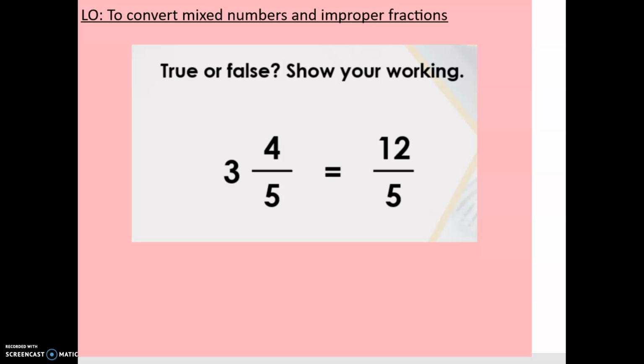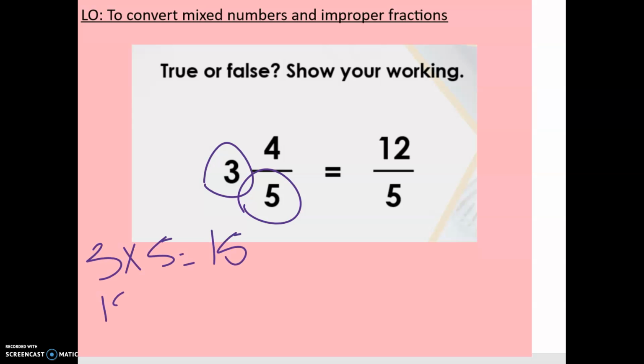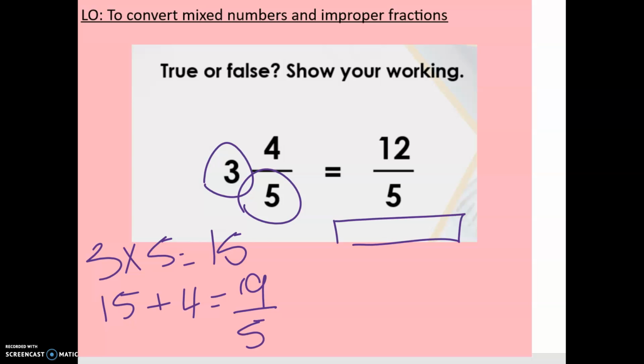So I've got 3 4/5 on the board. Firstly, I'm going to do it by using the method. So I'm going to do 3 times 5, which equals 15. I'm going to do 15 add 4, which equals 19, which gives me 19/5. I'm going to check that using a bar. So 1, 2, 3, 4, 5. I've got 3 whole bars.